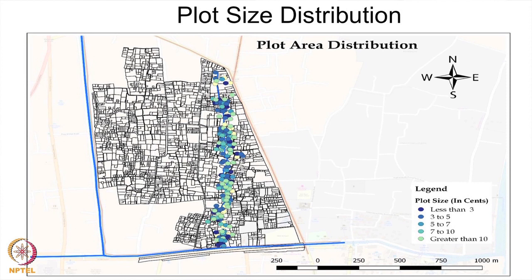This is the plot area size, where we say that less than 3 cents is the dark ones, and the lighter ones are only very few. So again, this is social: are there better off households, how are they disposing their waste? Both should have very different types of interventions, because if it is a BPL household, we can give them a subsidy. So merging these will give us some understanding for interventions. What kind of interventions do we need?